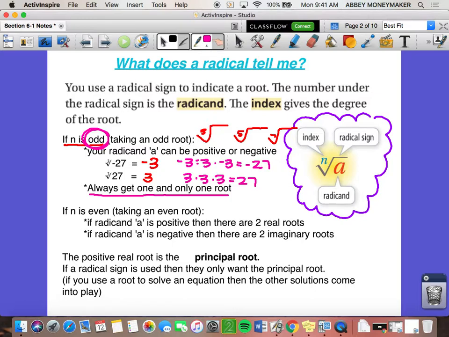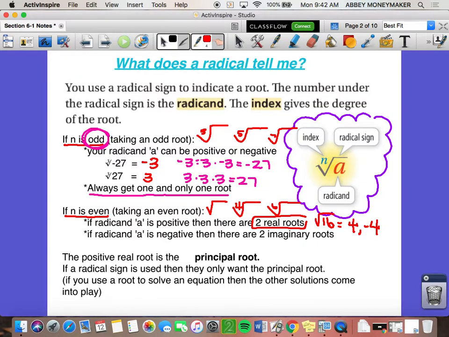The second case is if my index is even. So if I'm taking the square root, if I'm taking the fourth root, if I'm taking the sixth root, okay, if my index is even, we have a different scenario here. So if your radicand is positive, then you're going to have two real roots. So for example, if I'm going to take the square root of 16, I would get positive 4, but I would also get negative 4.